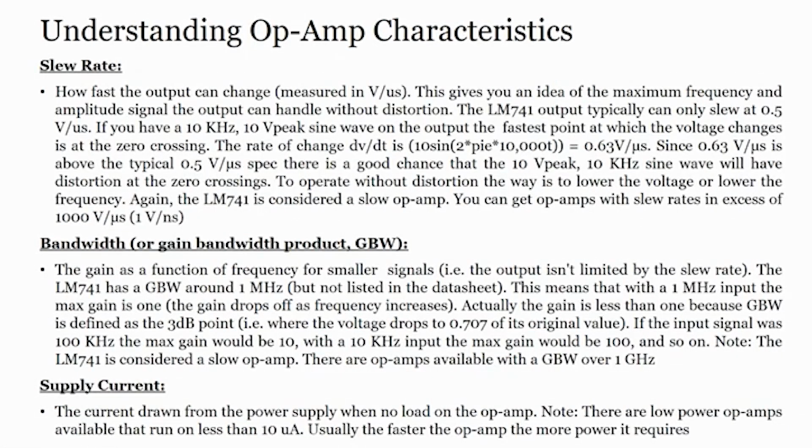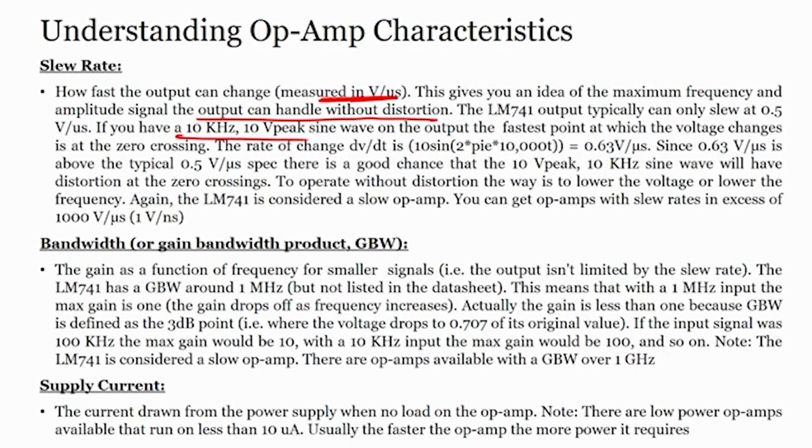So, let us see a few more things. One is called slew rate. What exactly is slew rate? It is how fast the op amp output can change, and it is measured in volts per microsecond, right. This will give you an idea of the maximum frequency and amplitude of signal the output can handle without distortion, right. In case of LM741, the typical slew rate is about 0.5 volts per microsecond, right.